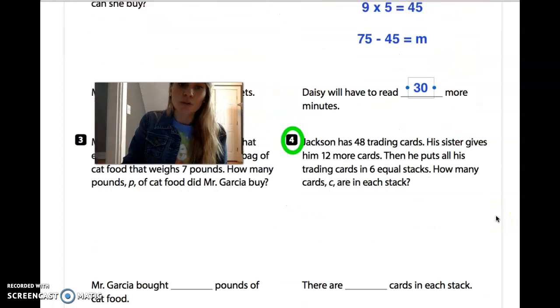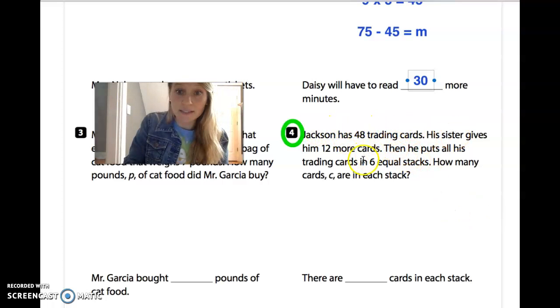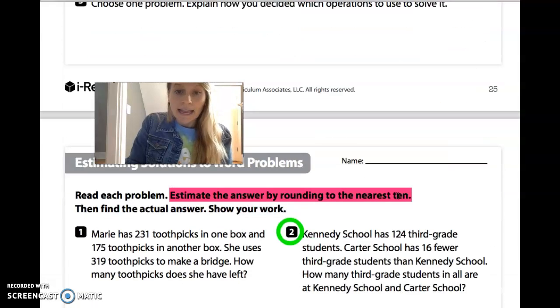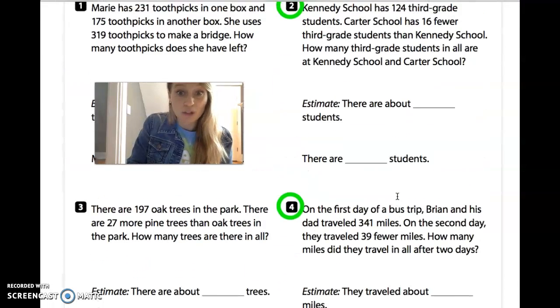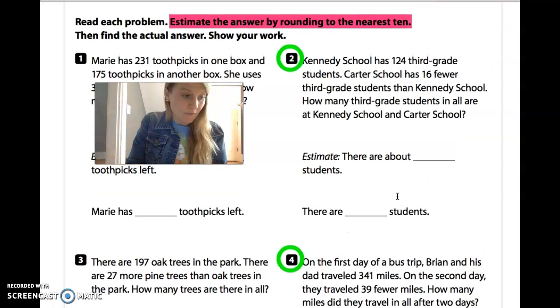Okay, so you're going to do number 4 by yourself about a guy named Jackson, and he gave his sister some cards, like trading cards. And the very last page, boys and girls, page 26. And all you have to do on this is just page number 2 and 4. Just the even numbers today. I don't want you guys to feel overwhelmed, only the even.